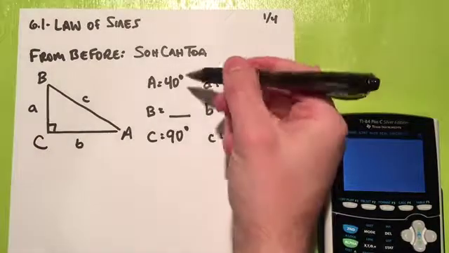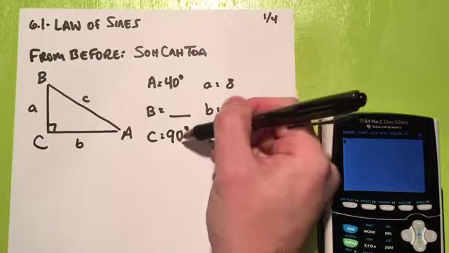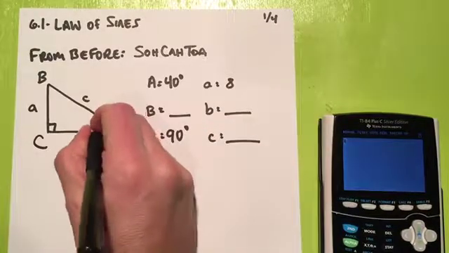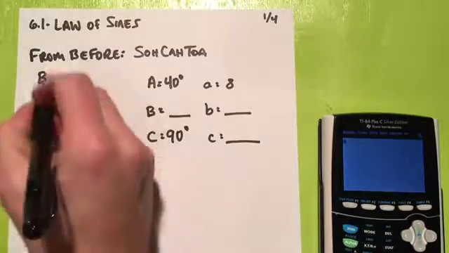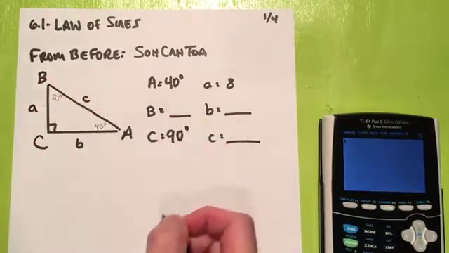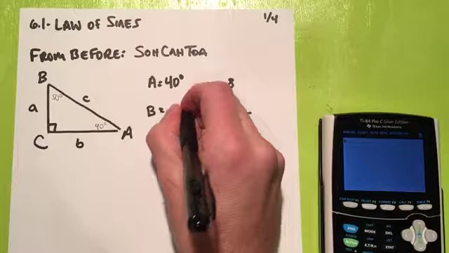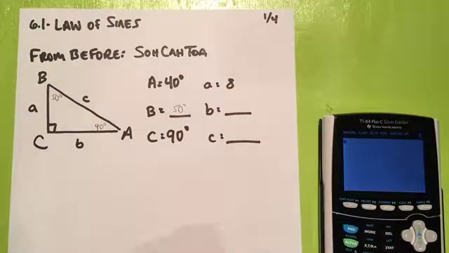Now here we know that there's 180 degrees in a triangle, so if that's 40 degrees, that's 90 degrees. I'll put that in there, 40 degrees, 90 degrees. Of course, that has to be 50 degrees because there's 180 degrees in a triangle. Nice and easy. We know two angles, we can always subtract from 180 to get the other.